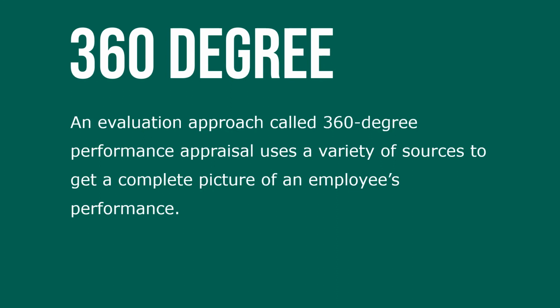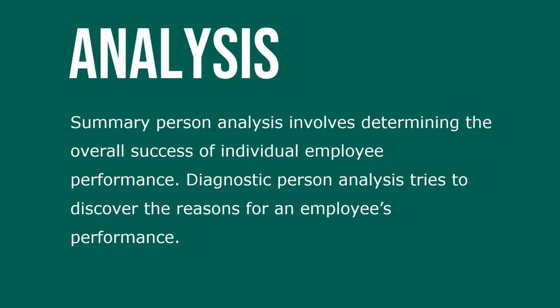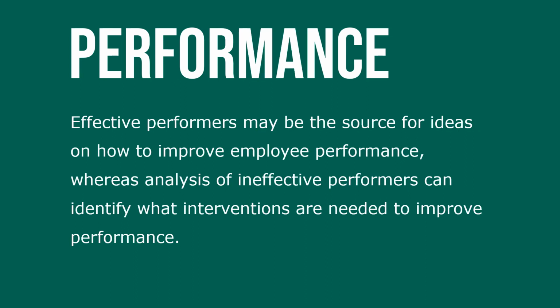An evaluation approach called 360-degree performance appraisal uses a variety of sources to get a complete picture of an employee's performance. Summary person analysis involves determining the overall success of individual employee performance. Diagnostic person analysis tries to discover the reasons for an employee's performance. Effective performers may be the source for ideas on how to improve employee performance, whereas analysis of ineffective performers can identify what interventions are needed to improve performance.